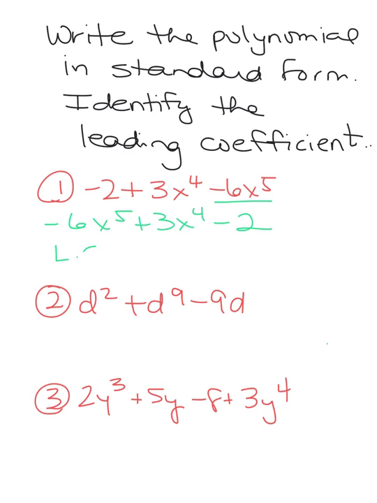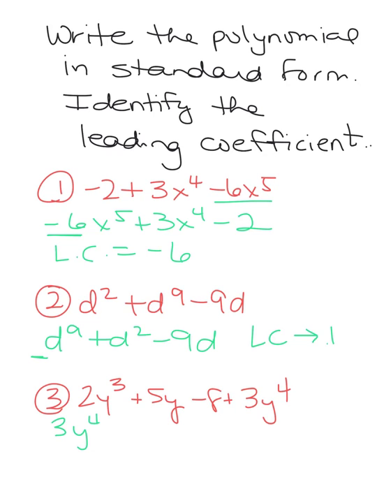Now my leading coefficient is right here. That is equal to negative 6. In number 2, my highest power is to the 9th power, so I have d to the 9th plus d to the 2nd minus 9d, and my leading coefficient here is 1. This is really a 1 in front. We don't write it, but we know that that's the coefficient that's there. In number 3, we have 3y to the 4th plus 2y to the 3rd plus 5y minus 8, and my leading coefficient is equal to 3 right here.